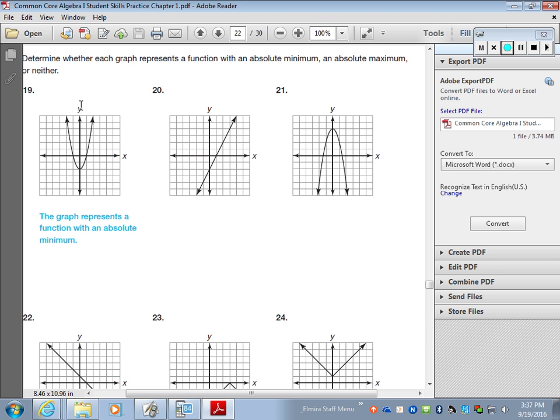In this section, determine whether there is a minimum, a maximum, or neither. So number 19 has a minimum. It has a low point. Number 20 is linear. The arrows go up and down in both directions. There is no low point. There's no high point. This would be a neither. And 21, we have a graph that goes up, reaches a maximum, and goes back down. So this graph represents a function with an absolute maximum.